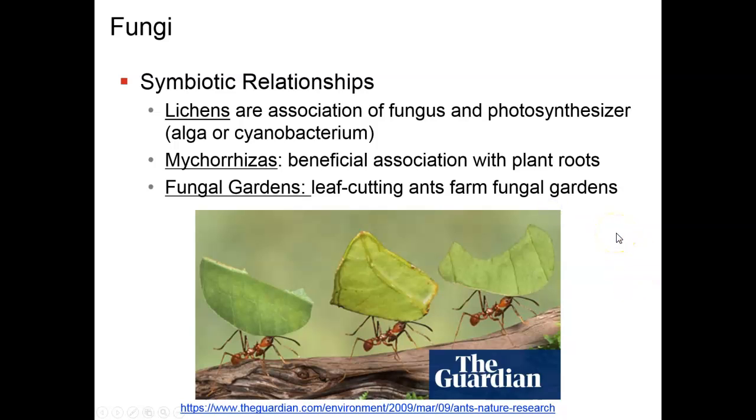So fungi can also enter into multiple symbiotic relationships. A symbiosis is just a living together. And in these three cases, it's a mutualistic symbiosis where the organisms live together and both benefit. So a lichen is an association between fungus and photosynthetic organisms. In this case, the fungus protects the photosynthesizer, gives it a place to survive or to hold onto. The photosynthesizer produces nutrients for the fungus.